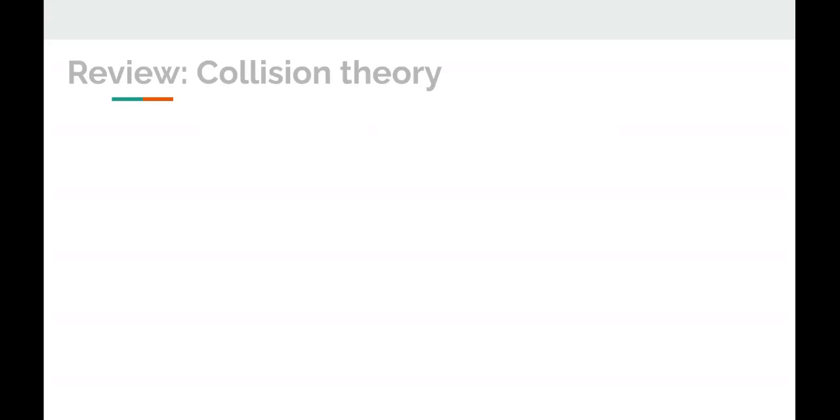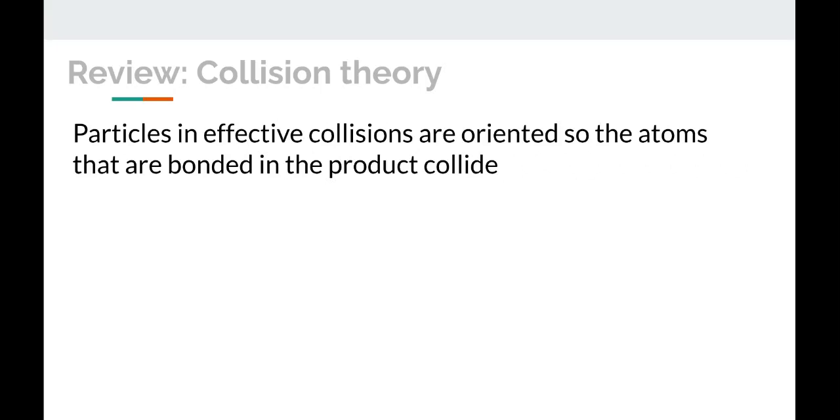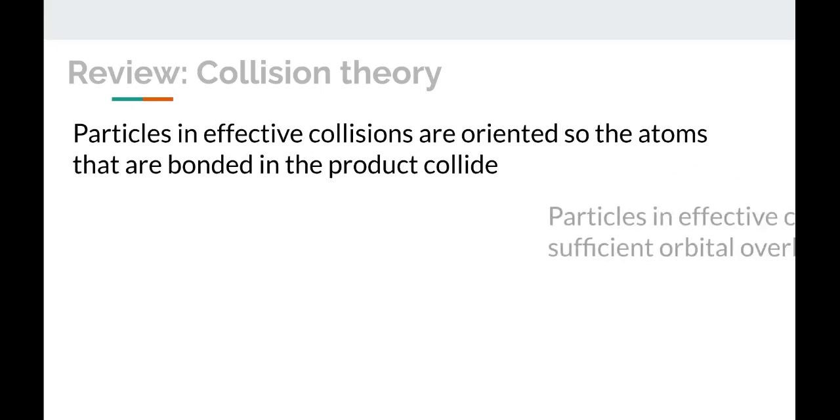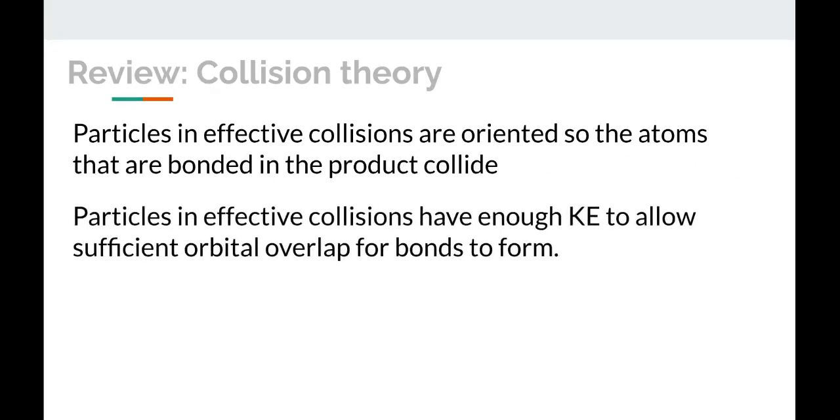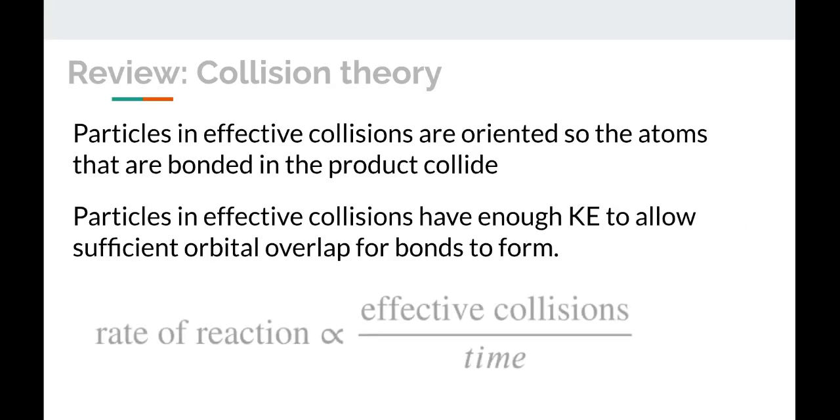So let's do a little review of collision theory. Remember that particles in effective collisions have to have two factors right. One of them is the orientation. They have to be oriented in the right way so that the atoms that end up being bonded in the product have an opportunity to collide with each other. And the other is that they have to have enough kinetic energy to allow sufficient orbital overlap that new bonds can form between the atoms that are going to end up being bonded in the product species. So the rate of reaction, by collision theory, is proportional to the number of effective collisions that occur in any unit of time.